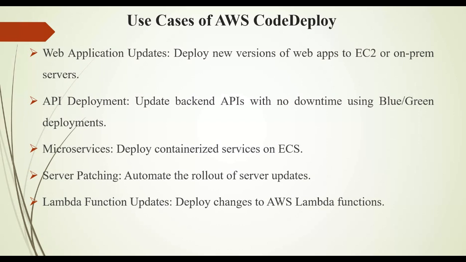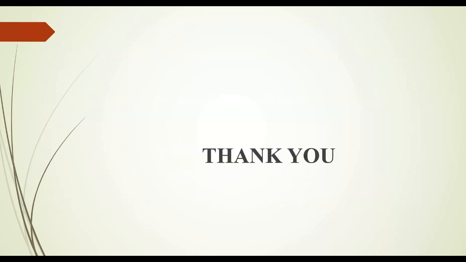In the web application update, deploy the newer version of web apps to EC2 or on-prem servers. In the API deployment, update backend APIs with no downtime using blue-green deployments. Microservices: deploy containerized services on Amazon ECS. Server patching helps to automate the rollout of server updates. Lambda function updates deploy changes to AWS Lambda functions. These are all the use cases of AWS CodeDeploy.